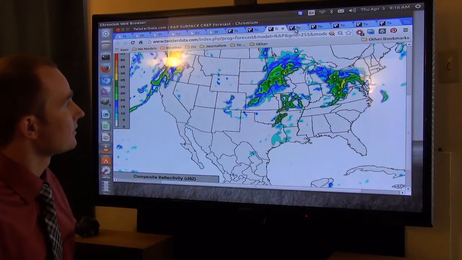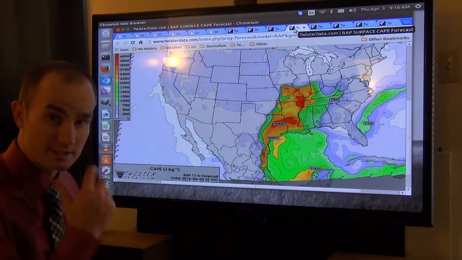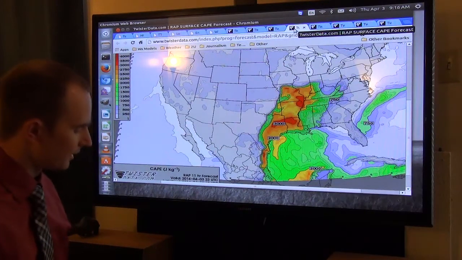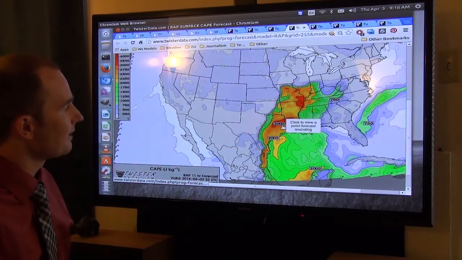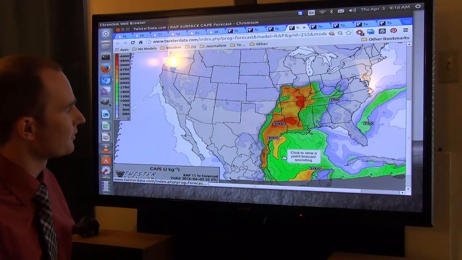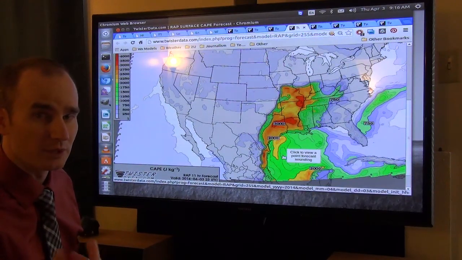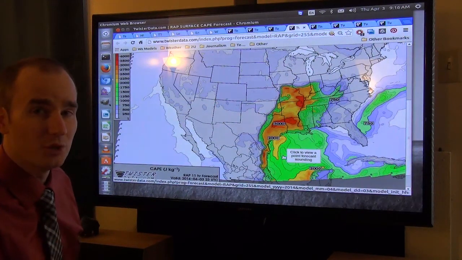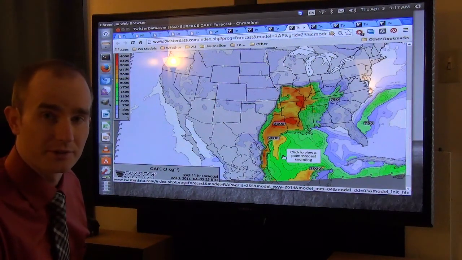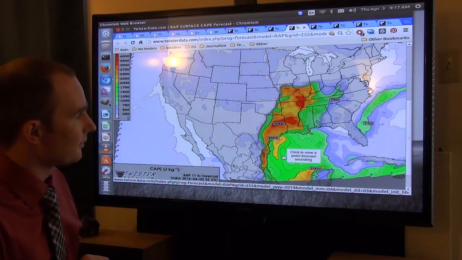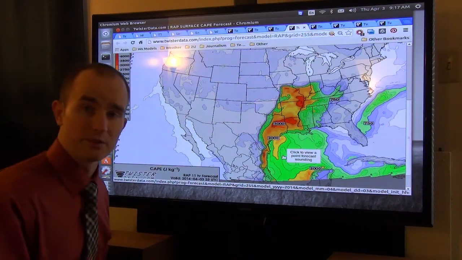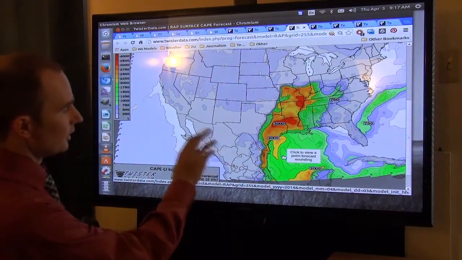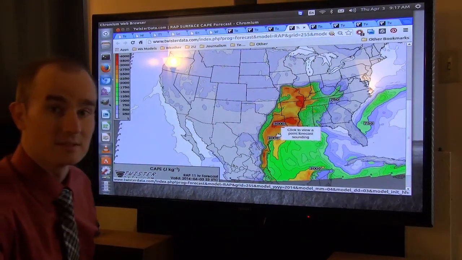In fact, as we zoom along here, now we're looking at CAPE. This is the potential energy we have. This is basically a measure of instability in the atmosphere. And we've got some pretty decent CAPE, about 3,000 right there. Oftentimes, when we're looking at CAPE, anything above 1,000 is going to give you a pretty decent thunderstorm. Anything above 2,000 is going to give you a pretty strong thunderstorm. And once you start to get up above 3,000 or so, given the right atmospheric conditions, you can break off some pretty strong and pretty severe thunderstorms.